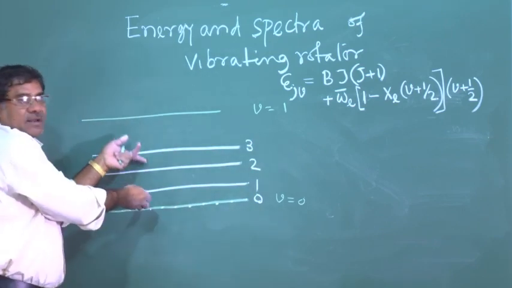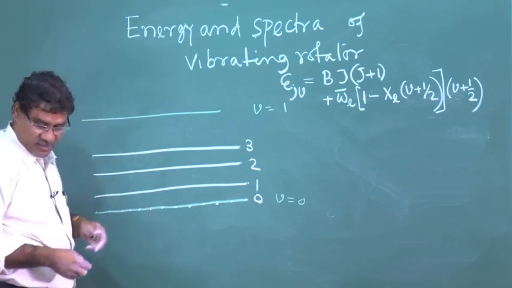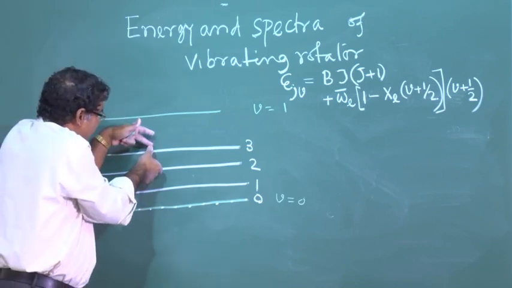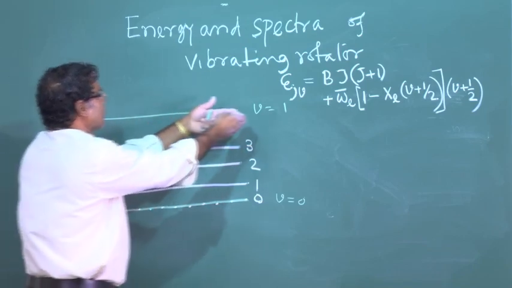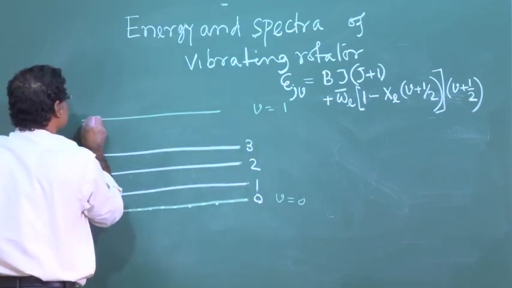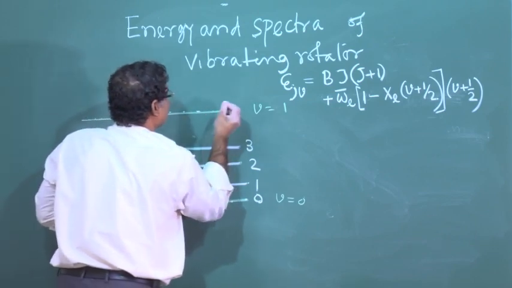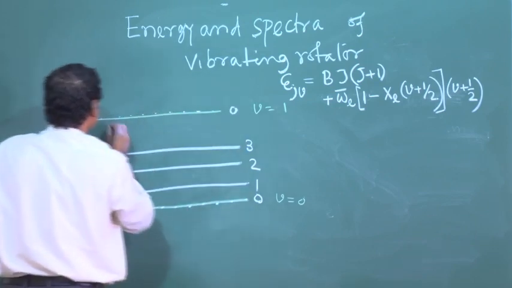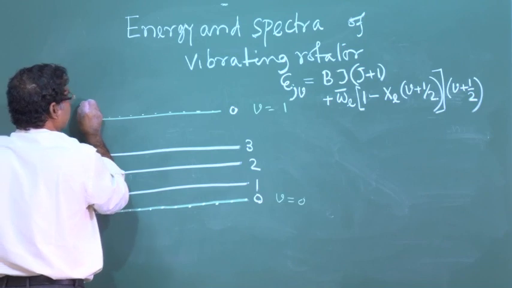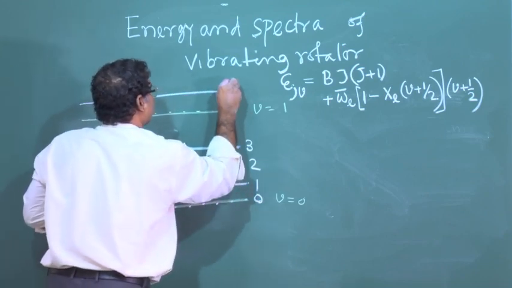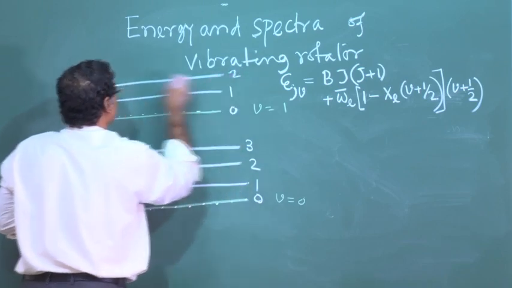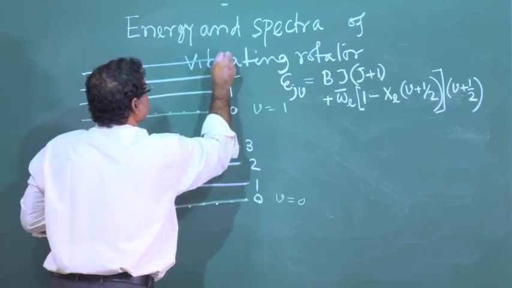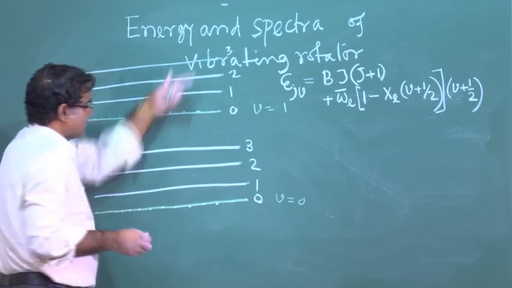Okay. So, it is not to scale, I have just drawn it, because the separation will not be that much, it is very close. Similarly, for v equal to 1, I will get a set of levels, j equal to 0, 1, 2, then 3. Okay. So, this is the j value.